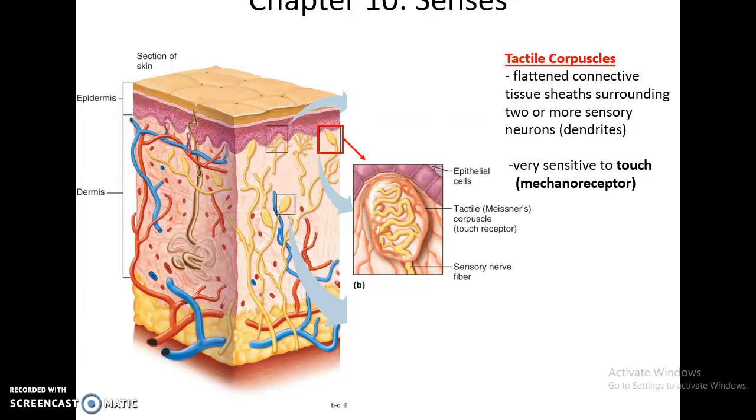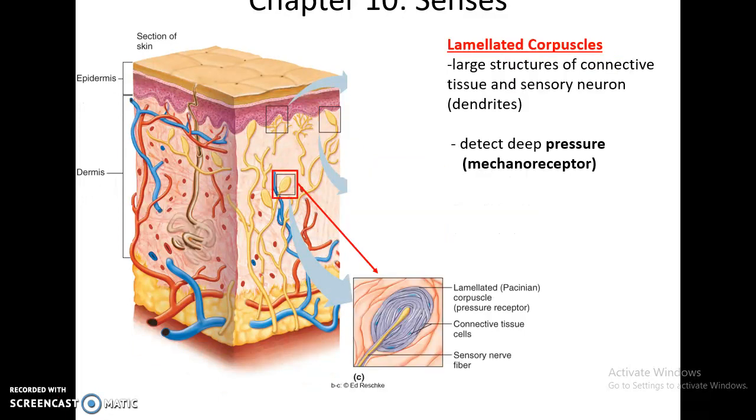A specific example is the tactile corpuscles. These are where the dendrites of the neurons are covered in sheets of dense connective tissue, and they are sensitive to touch. So that if something pushes on your skin, it'll change the shape of the tactile corpuscles, leading to a signal. They're also deeper in the dermis of the skin, the laminated corpuscles.